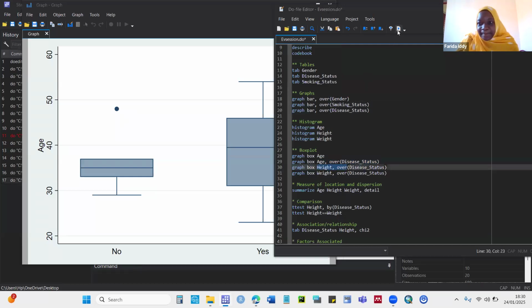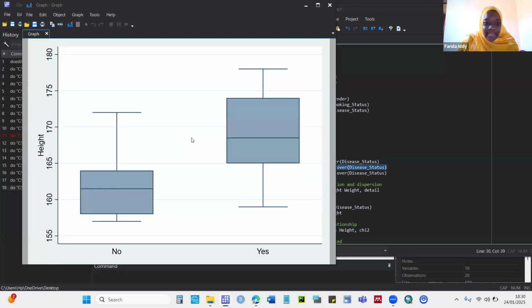Come back to height. There is no outlier, but we can just see it. If we have to assess the distribution between the two groups, we can clearly say that for those who are not diseased, their heights are not normally distributed because here we see it is very short, but in here it is very large. It has a high interval compared to this part.